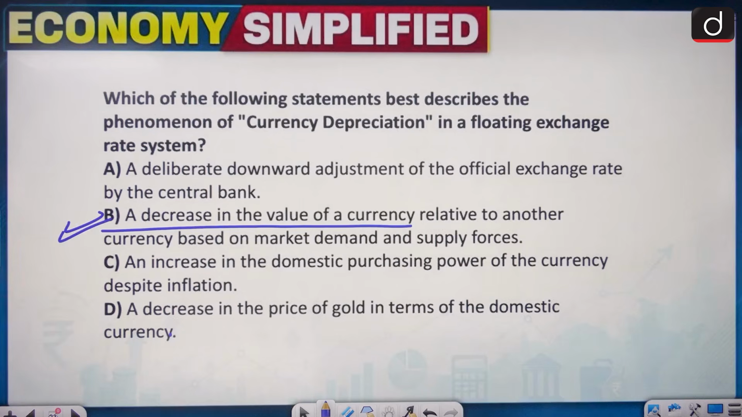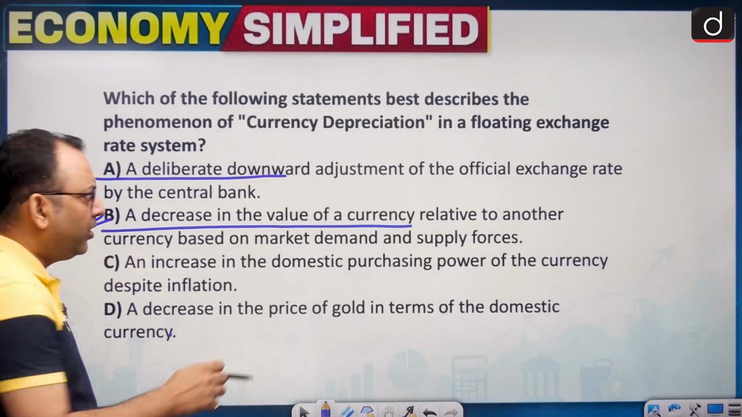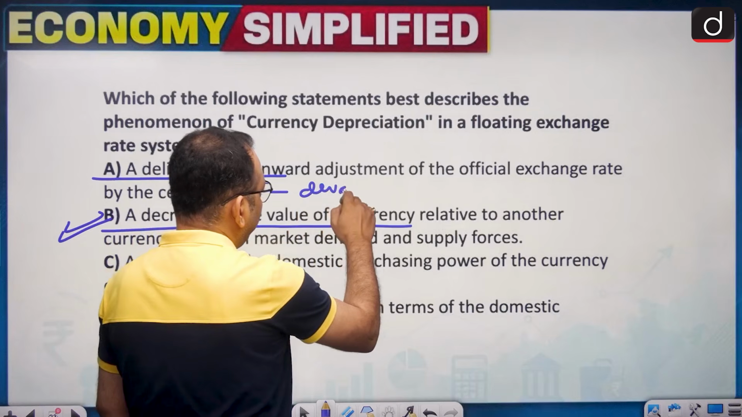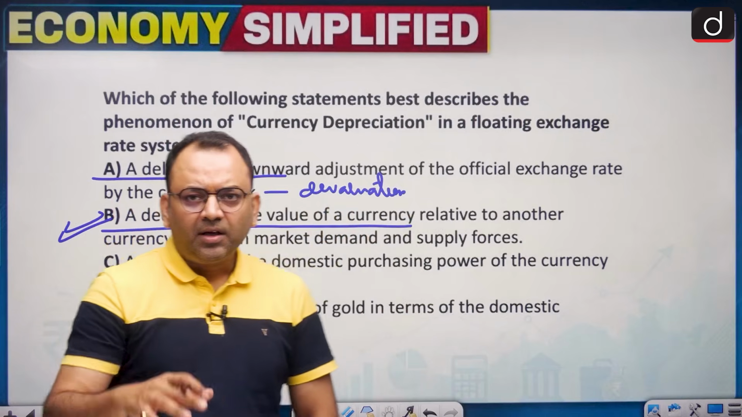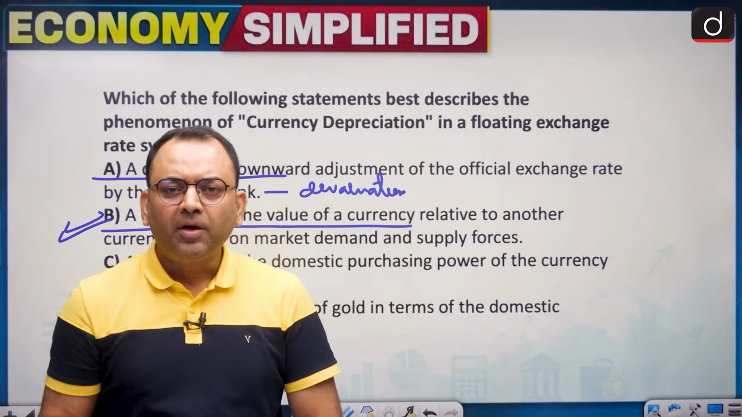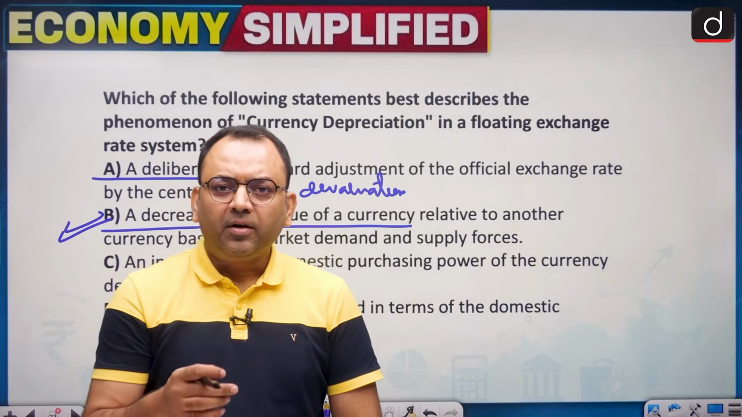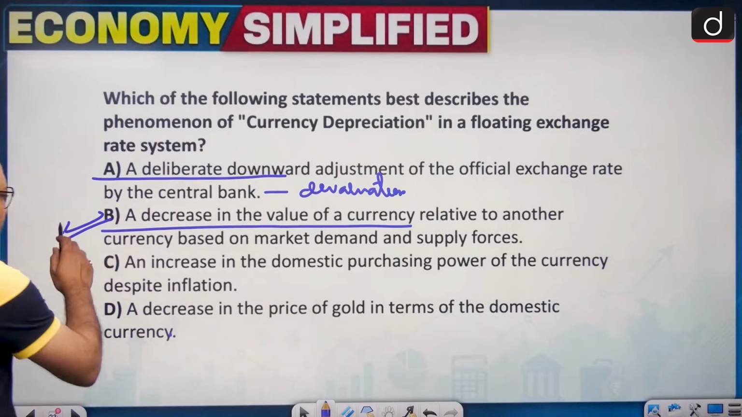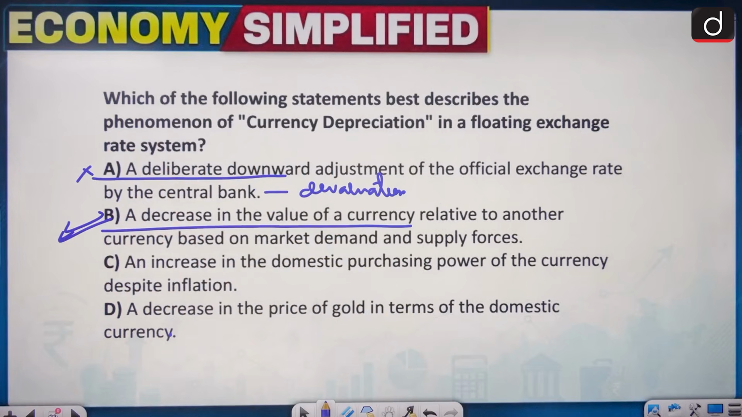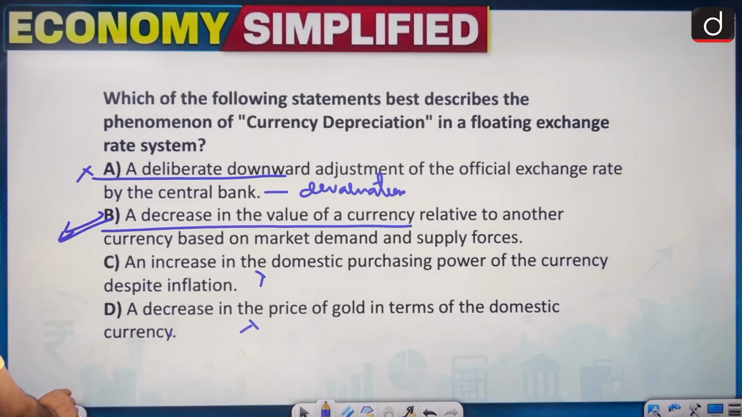You see, a deliberate adjustment of the currency is called a devaluation, right? When a currency by some manipulation is degraded, it's called devaluation of a currency. But when the currency falls on its own, on the basis of market forces, it's called depreciation. So this is not correct. This is the definition of devaluation, right? It's not increase, it's not the gold. So the answer becomes B here.